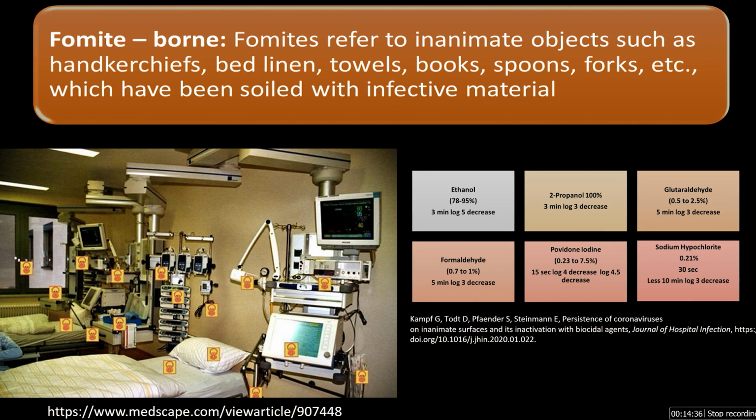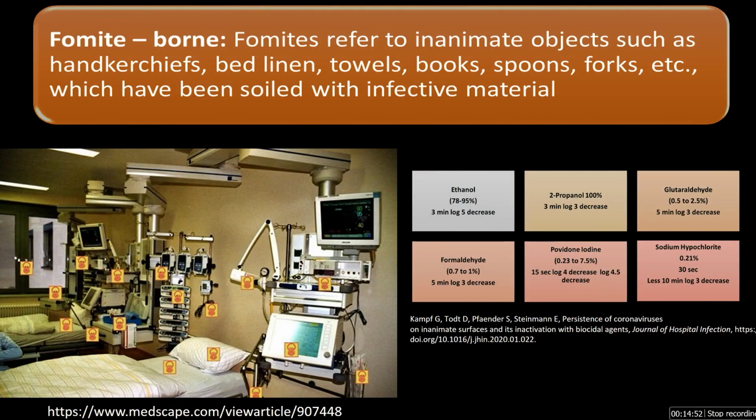Now, fomite-borne transmission refers to inanimate objects such as handkerchiefs, bed linen, towels, books, spoons, forks, and things like this. And it is extremely important that one realizes that around the COVID-19 patient, the whole area is contaminated with the virus. On your left-hand side, you can actually see in an ICU setting the commonest areas in which the virus will be.